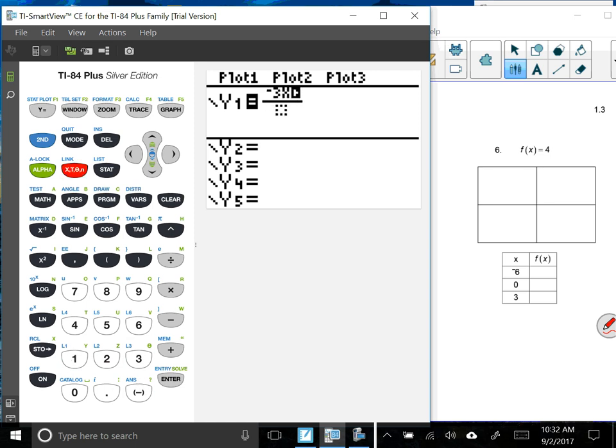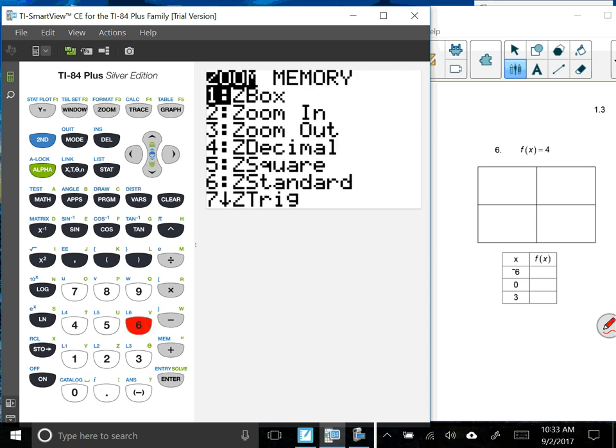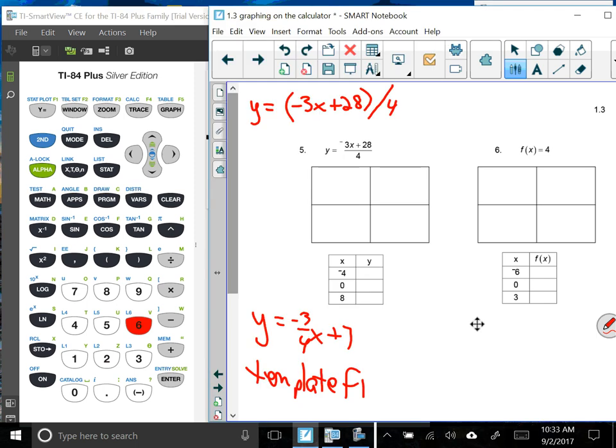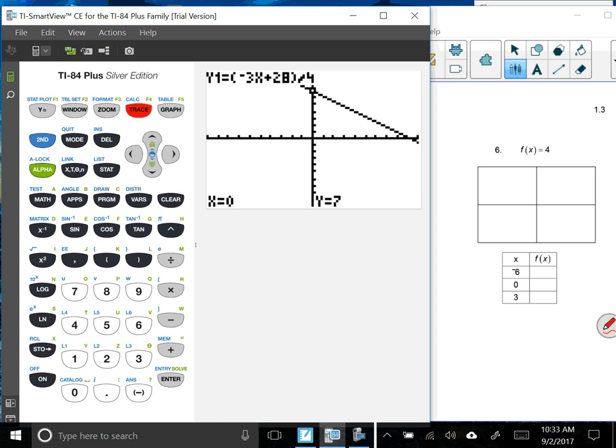-3x plus 28. And then your denominator is 4. So it looks just like it does on the paper. Okay? Zoom 6. And there it is. You want to try to reproduce that on your paper here. Then you want to do your trace. The 3 values: -4, write down 10; 0, write down 7; and 8, write down 1.